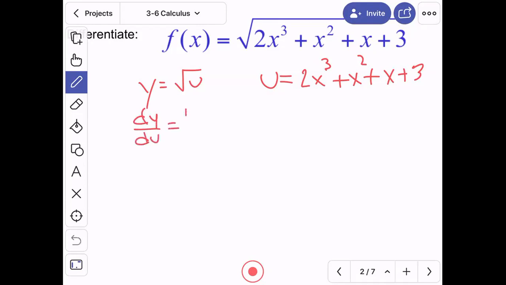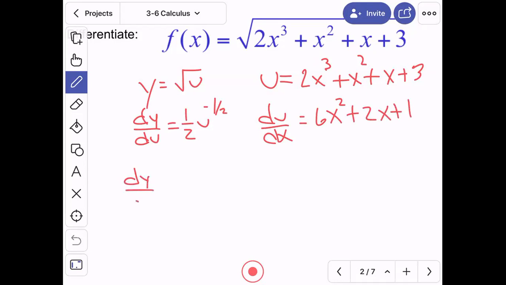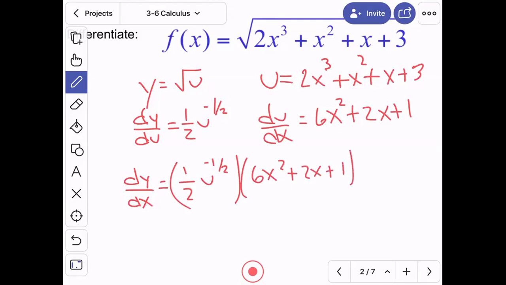dy du. So a little power rule on that one. And du dx. And dy dx is a product of the two. So 1/2 u to the negative 1/2 times 6x squared plus 2x plus 1. But again, I don't like that because I've got a mix of x's and u's, so I need to rewrite u in terms of x. Do I have that? Yeah, there's my u in terms of x.